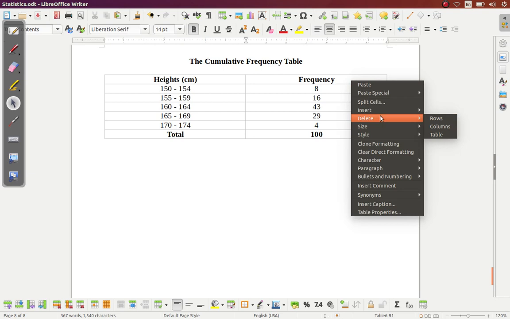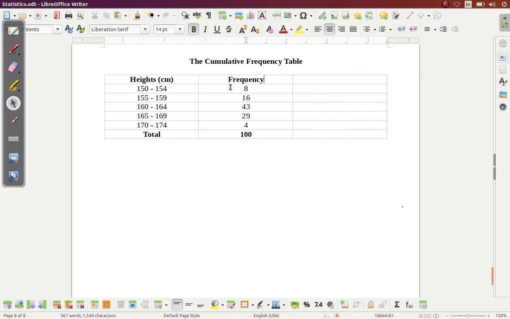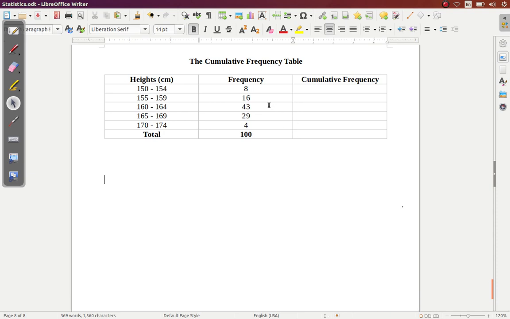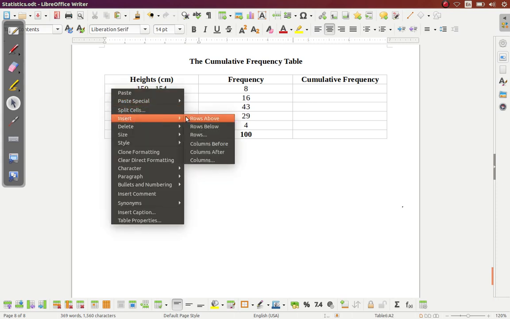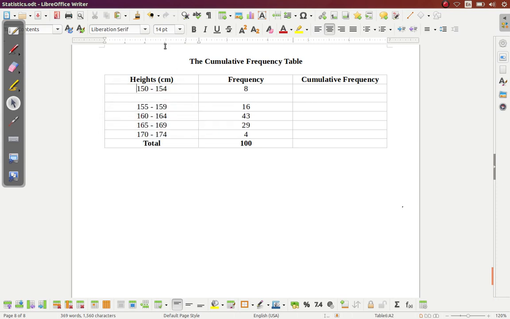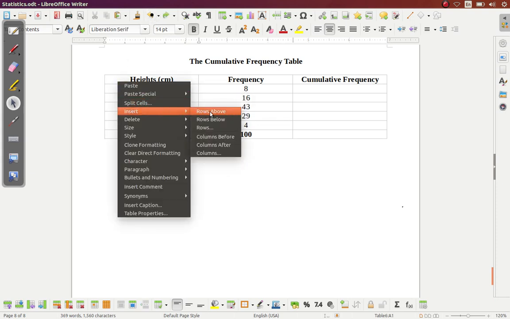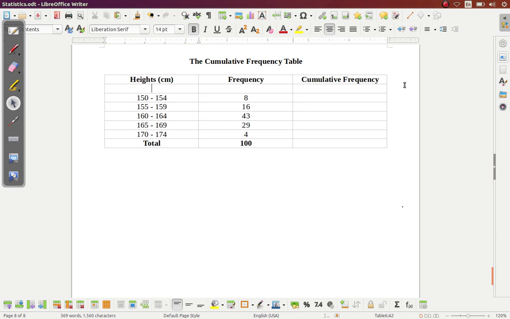So let me insert a column after. Nice. And call this cumulative frequency. All right, now for the purposes of this, what I'm going to do is insert a row right here. Insert row below. Good.